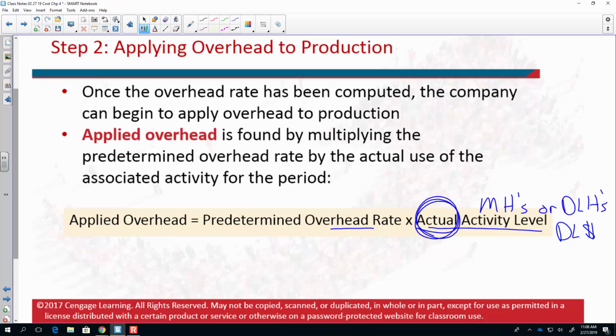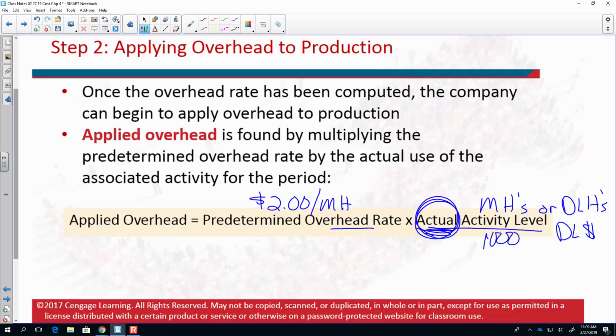So this is where it gets confusing. Gary, you told me it was estimate. Yes, the estimate is used to get the rate. But in step 2, when I apply it to what account? If you're following, what account am I applying to? WIP account, good, very good. When I apply it to WIP, then I have to use the actual activity level. So if my predetermined rate is $2 per machine hour, and my actual level of machine hours is 1,000 for this period, or this job, I'm gonna have $2,000 going into WIP.